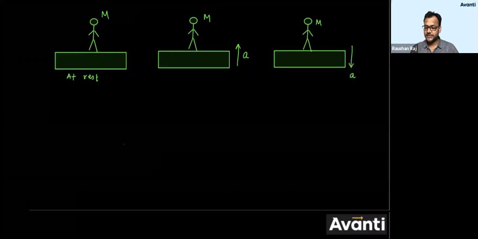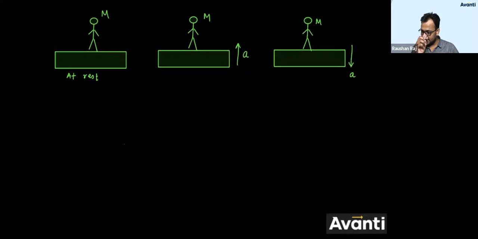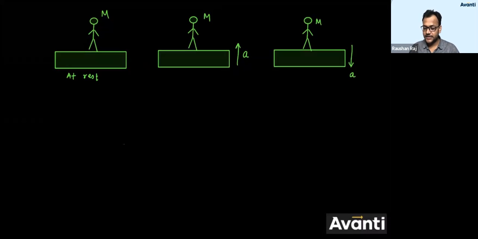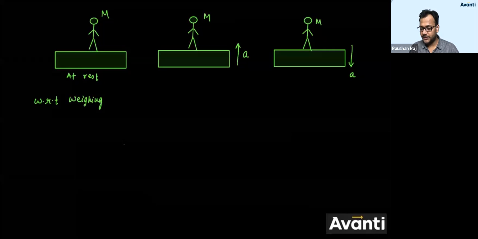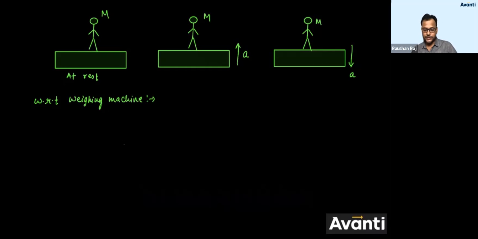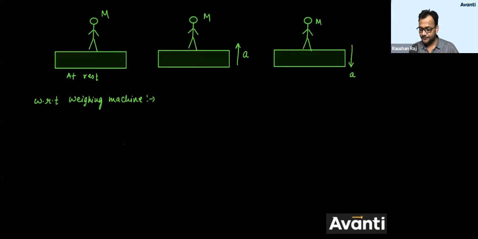इस केस में नॉर्मल रिएक्शन क्या होगा बच्चा? तो if I consider with respect to, मैं क्या हमेशा क्या कर रहा हूं बच्चा लोग, with respect to वेइंग मशीन की बात कर रहा हूं. मैं नॉन इनर्शियल फ्रेम यूज कर रहा हूं बिकॉज आई नीड यू टू प्रैक्टिस विद दैट. So with respect to weighing machine, I'm going to analyze this. So at rest, so I will write normal reaction.